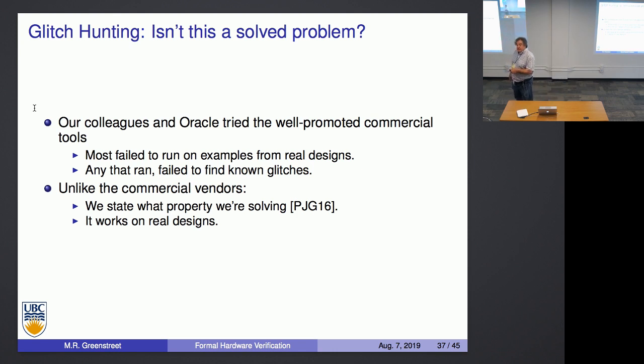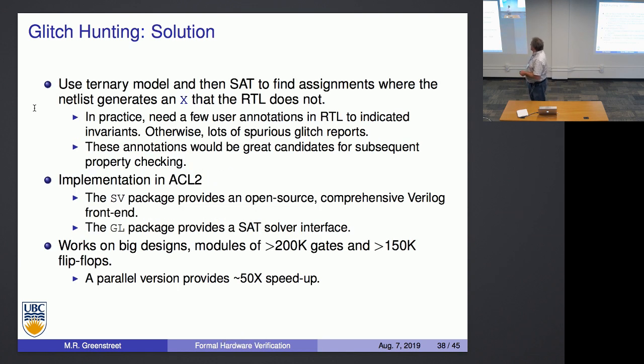And now here's the big difference between what we've done and the commercial tools. You can look at this paper. We state the property we're proving. We have never been able to get a commercial vendor to say, so just exactly what property is it? Oh, we checked that there are no synthesis-induced glitches. Okay, what's your property? That's proprietary. We can't tell you. Just trust us, right? So first of all, we state what it is, and it works on real designs. We've pushed this to working on modules of 200,000 gates and over 150,000 flip-flops.